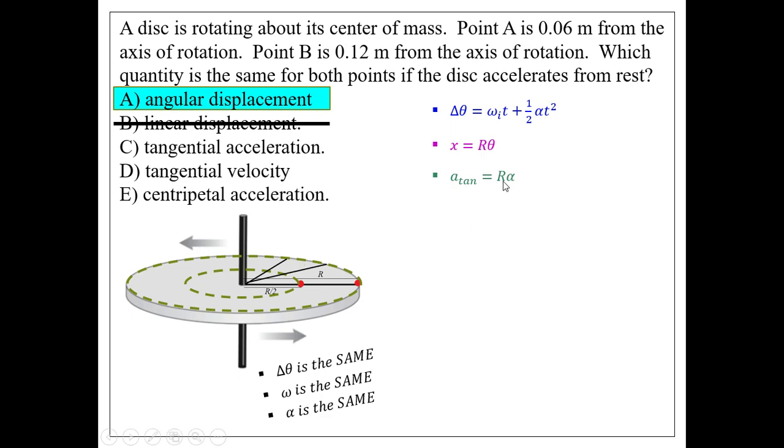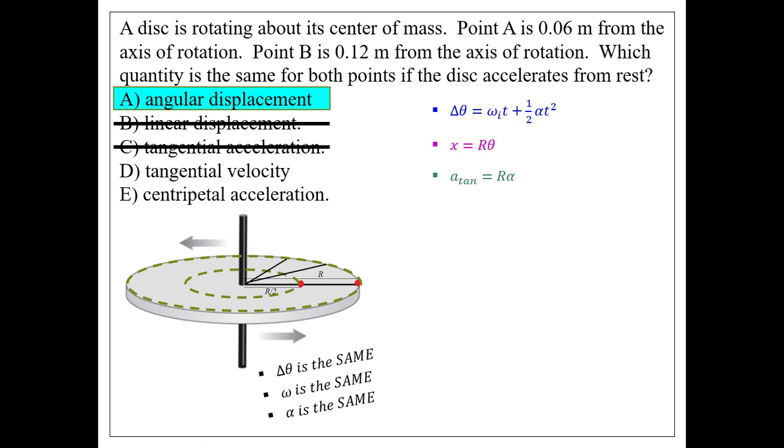However, this function depends on R. Well, both these points that I have in red here have different R's, so therefore we can say that a_tan is different. The object on the inside has a slower tangential acceleration. The point on the outside, because R is bigger, will have a larger tangential acceleration. All right, but I need stuff that's the same. a_tan is not the same. One's big, one's small, so therefore I can cross out C.